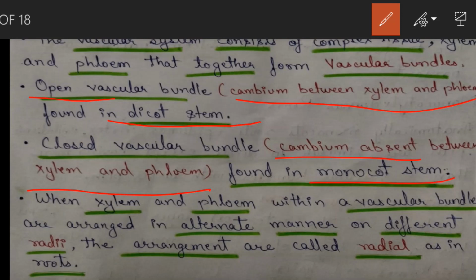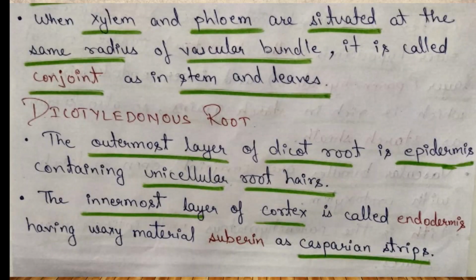When xylem and phloem within a vascular bundle are arranged in an alternate manner on different radii, the arrangement is called radial and it is seen in root. R for radial, R for root. When xylem and phloem are situated at the same radius of vascular bundle, it is called conjoint, as in stem and leaves. Now we will look at some important points of dicotyledon root.